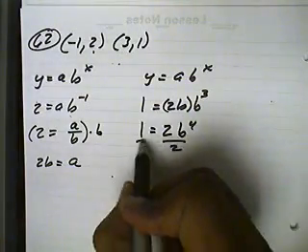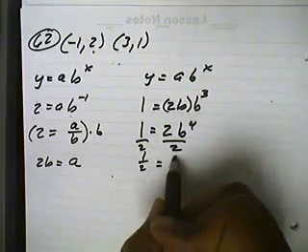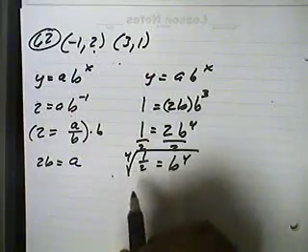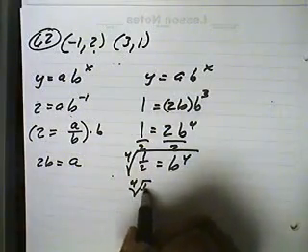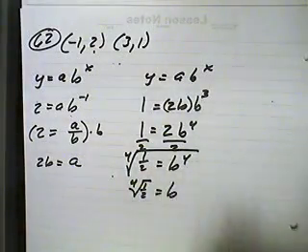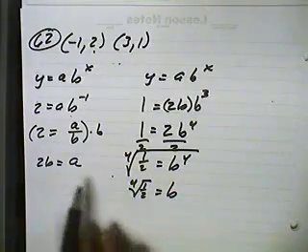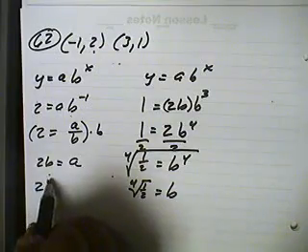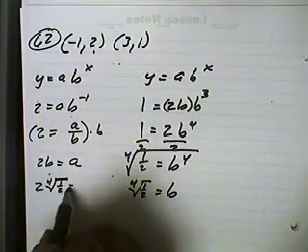Divide both sides by 2, and we get 1/2 equals b to the 4th. And now we take the 4th root of both sides, and we get the 4th root of 1/2 equals b. Now let's go over here and put the 4th root of 1/2 here. So we get 2 times the 4th root of 1/2 equals a.